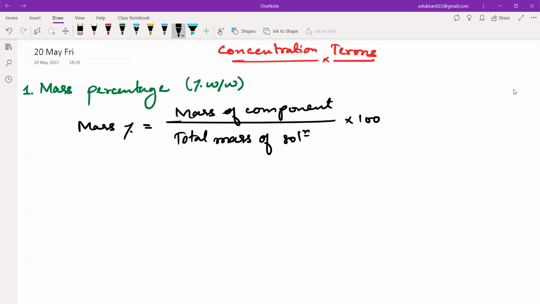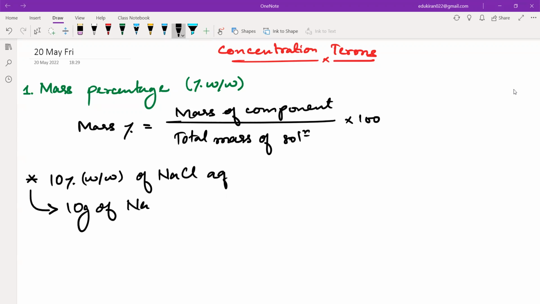But this formula is not very important. What is important is, if you have been given something like this, please listen very carefully. If you have been given 10% W by W of NaCl aqueous, if this statement is somewhere given, then you need to translate it. So the translation for this will be 10 gram of NaCl present in 100 grams of solution.